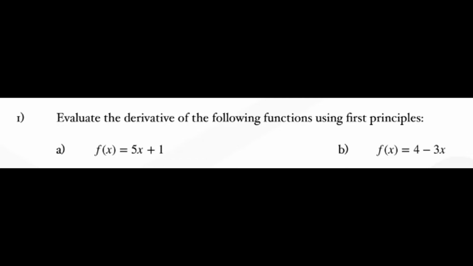And I think what makes this question interesting isn't trying to work out the derivative, because once you've learned the rules, you could do this very quickly. I mean, clearly the derivative for part A is 5, and the derivative for part B is -3, and that's easy enough to get to using the rules. But what this question is asking us to do is actually do the evaluation using first principles.